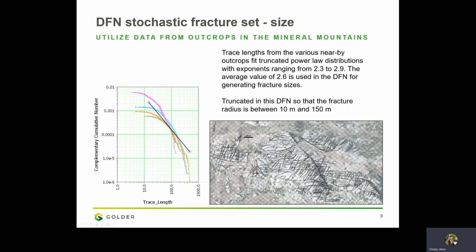So looking at the center parts of these plots and looking for the linear ones, you can determine based on the slope of this line what the power law relationship should be. And all these outcrops aren't matching the same line, but they're showing a range of slopes of power law distributions having exponents ranging from 2.3 to 2.9. So we chose an average value of 2.6 for the Forge site. And we're also truncating the fracture sizes in our DFN so that we have a minimum fracture radius of 10 meters and a maximum radius of 150 meters.